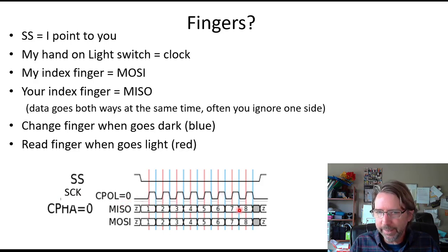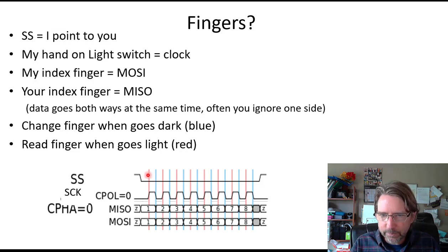And then we have two data lines. MISO is the controller receiving data, so I listen to this, and you set data on this. And then this is where I'm sending data. The controller sends data, master out, slave in. This is me sending data and you listening to the data.